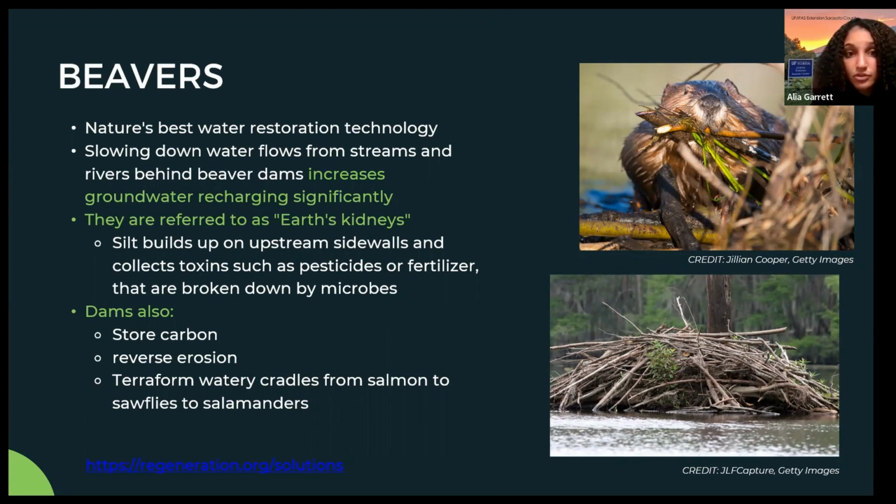Silt builds up upstream on their upstream sidewalls and collects toxins such as pesticides or fertilizers that are broken down by microbes. And dams also store carbon. They reverse erosion, and they terraform watery cradles from salmon to sawflies to salamanders.